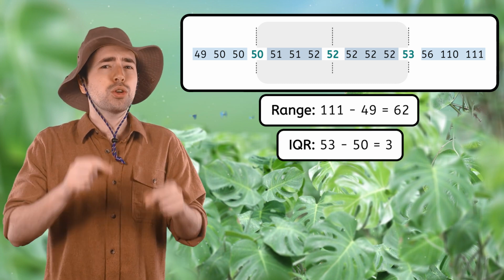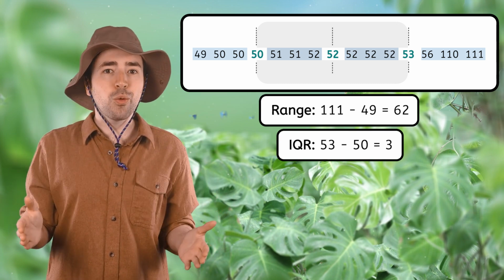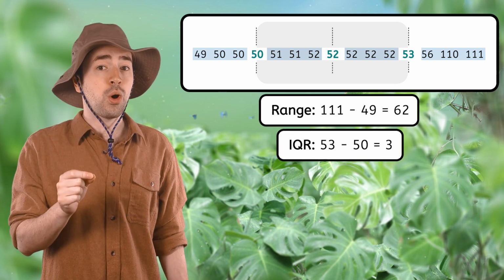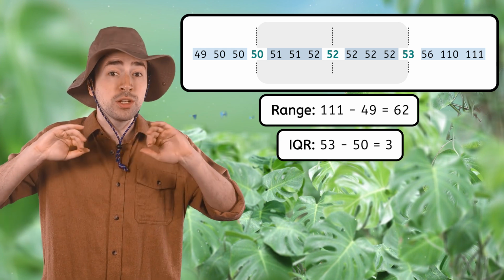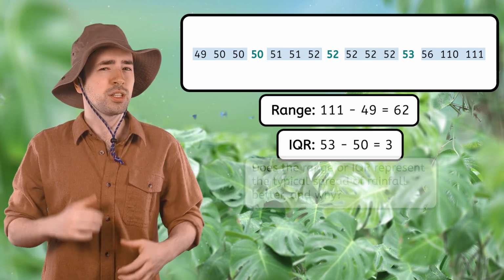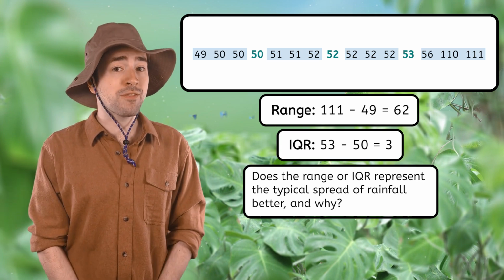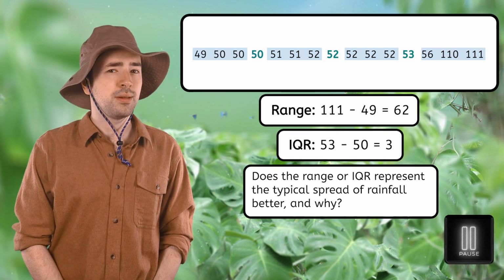Why is the IQR so much smaller than the range? The outliers at the ends of the data drive up the range, but the IQR is the spread of the middle of the data, so the outliers just aren't included in the IQR. Does the range, or IQR, represent the typical spread of rainfall better, and why? Pause now to write down your response.